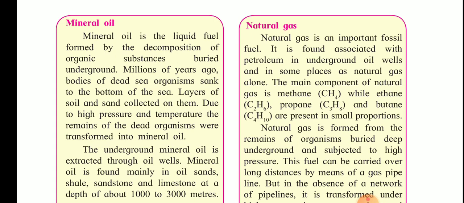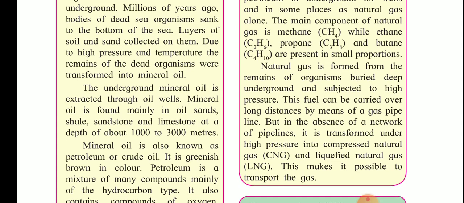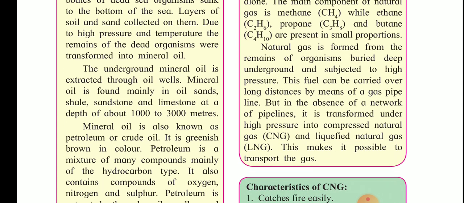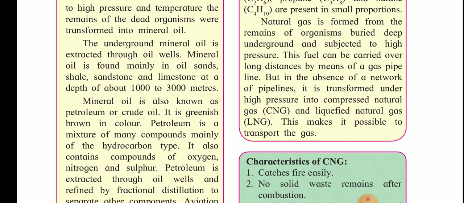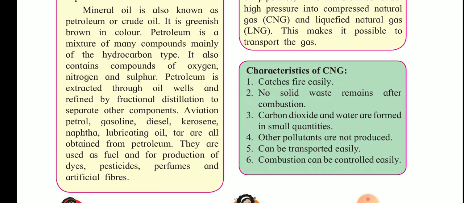The underground mineral oil is extracted through oil wells. Mineral oil is found mainly in oil sands, shale, sandstone, and limestone at the depth of about 1000 to 3000 meters. Mineral oil is also known as petroleum or the crude oil. It is greenish brown in color. Petroleum is a mixture of many compounds, mainly of the hydrocarbon type. It also contains compounds of oxygen, nitrogen, and sulfur.